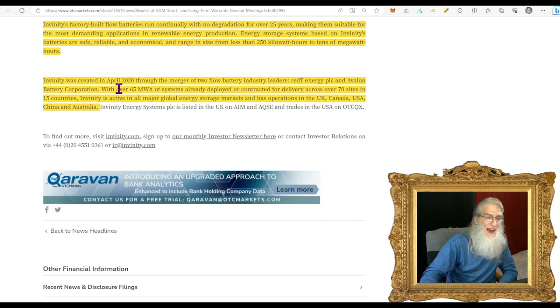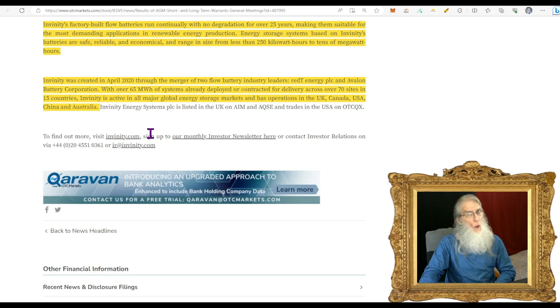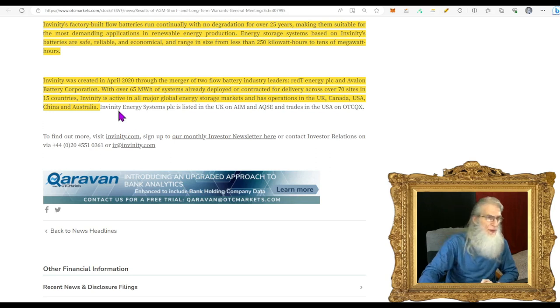Invinity was created in April of 2020 through the merger of two flow battery industry leaders, Redt Energy and Avalon Battery Corporation. With over 65 megawatts of system already deployed or contracted for, delivery across over 70 sites in 15 countries, Invinity is active in all major global energy storage markets and has operations in the UK, Canada, USA, China, and Australia. Whoa, I didn't know they were that big.